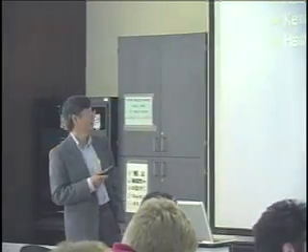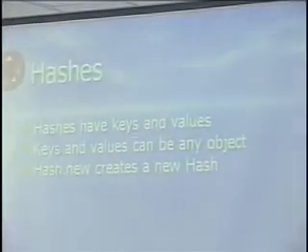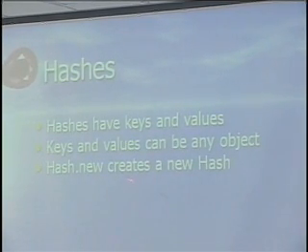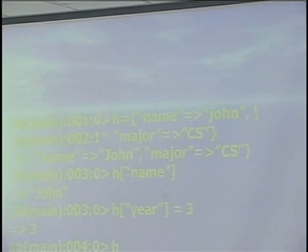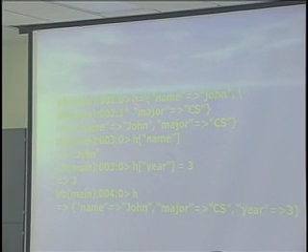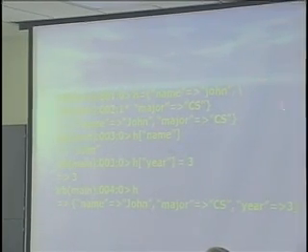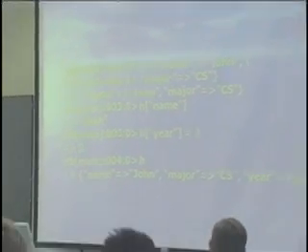Hashes: a hash has keys and values, and the keys and values can be any object. Again, it's purely object oriented, so you're using an object for a key and an object for a value. You can use this method to create a new hash, or you can use a hash literal. If you're using the interactive interpreter and you run out of space at the end of the line, just use the backslash, and now you get a continuation of the same line, because you basically have one statement per line. Okay? So this creates a hash, because just like in Perl, you use curly brackets.